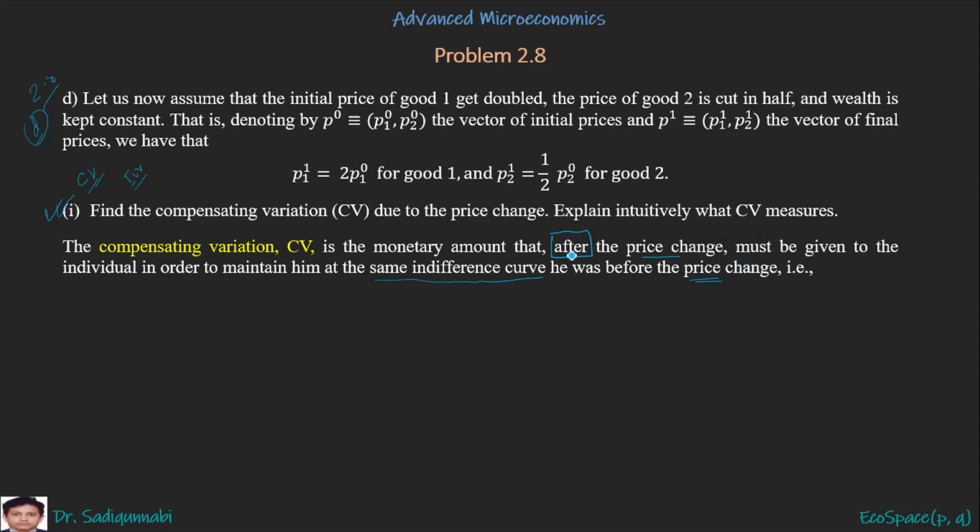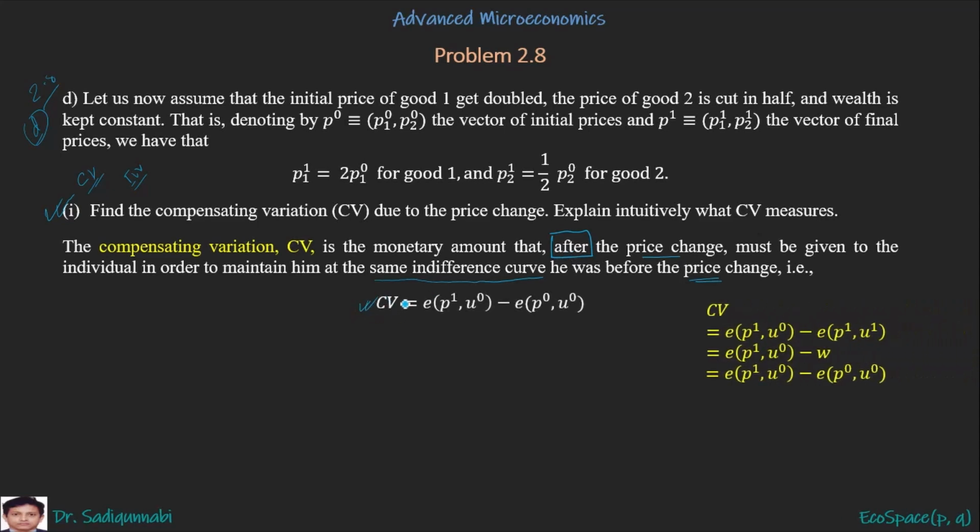That means CV is the expenditure function with the original utility and the price after the change, minus the expenditure function with the original utility and the price before the change.